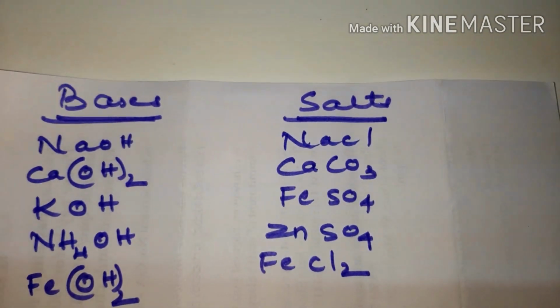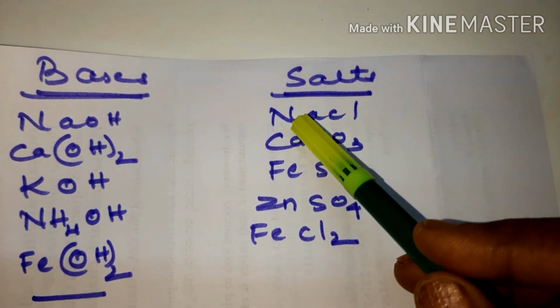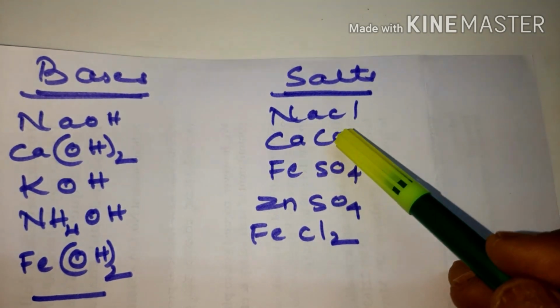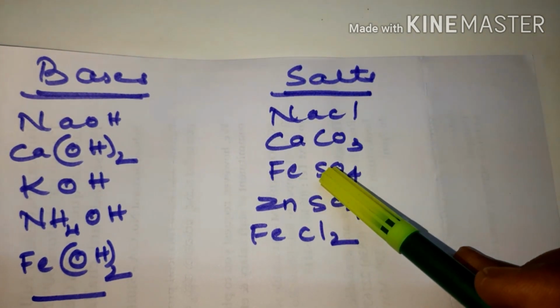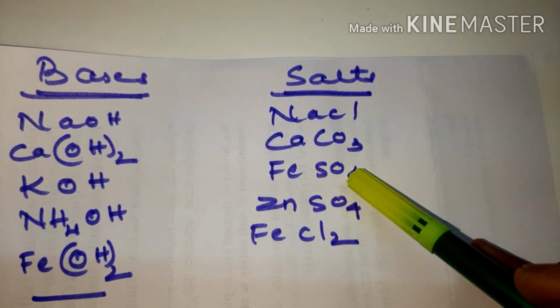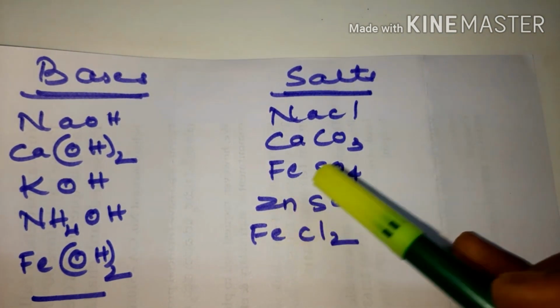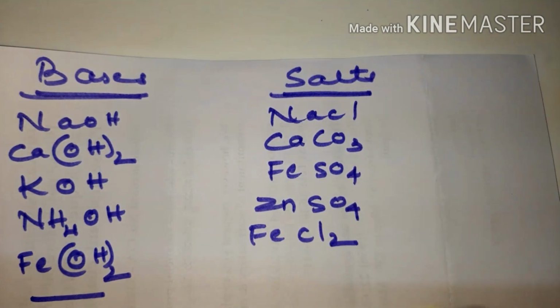And what about salts, children? Salts are the substances which contain a metal and a non-metal. Sodium is a metal, chlorine is a non-metal, calcium is a metal, CO3 is a non-metal, iron is a metal, sulfur is a non-metal, zinc is a metal, sulfur oxide is a non-metal, iron is a metal, chlorine is a non-metal.